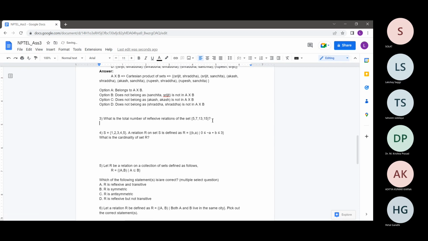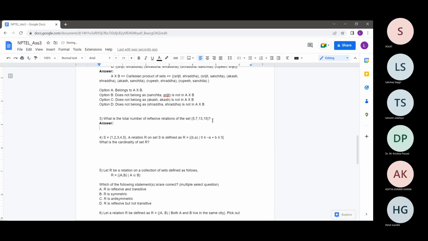So let's come to the next question, guys. The next question asks us, what is the total number of reflexive relations of the set 5, 7, 13, 5? First of all, the size of set S, the cardinality of S, is here 4. Basically, there are 4 elements inside.